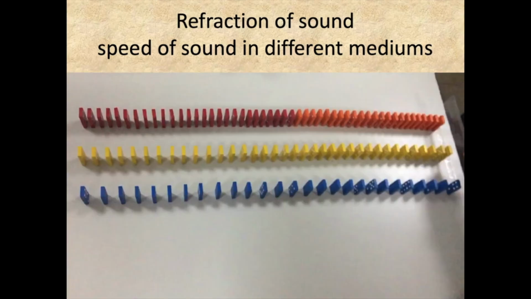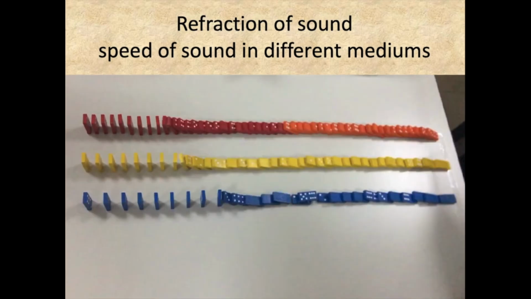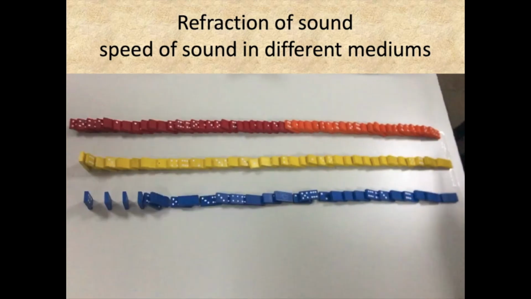So to summarize refraction of sound in different mediums, we can say when sound goes from a dense medium to a less dense medium, unlike light, it slows down. When it goes from a less dense medium to a more dense medium, it actually speeds up. Be very careful about this in exam questions.